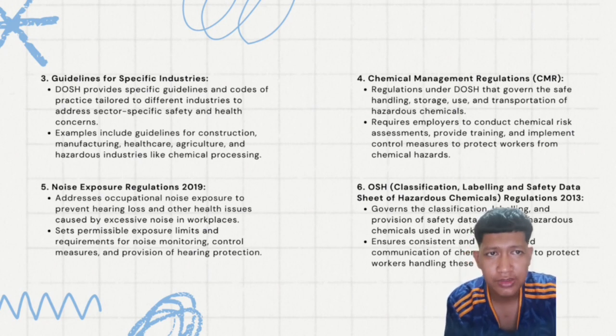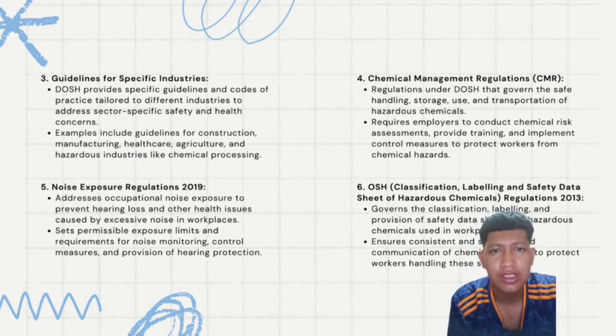Fifth, Chemical Management Regulation. Regulations under DOSH govern the safe handling, storage, use, and transportation of hazardous chemicals. Require employers to conduct chemical risk assessment, provide training, and implement control measures to protect workers from chemical hazards.